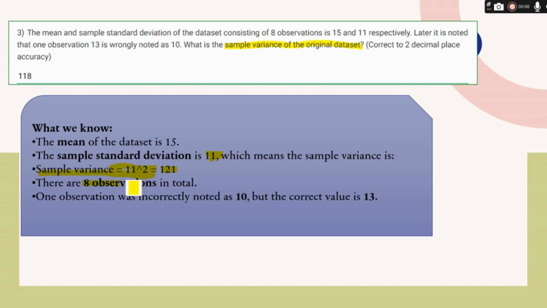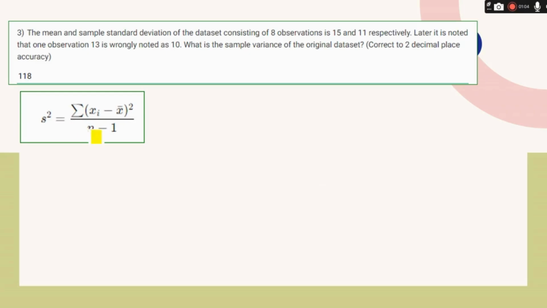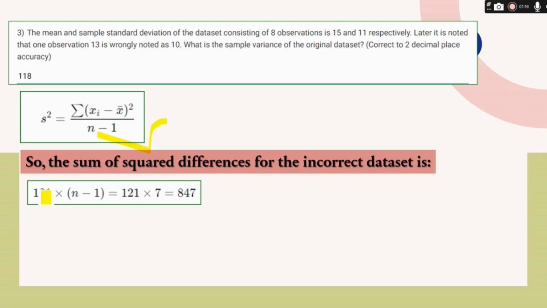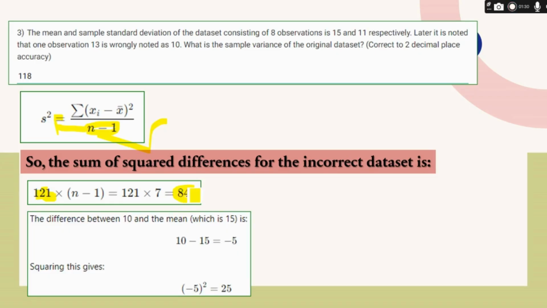So there are 8 observations in total. One observation was incorrectly noted as 10, but the correct value is 13. We already know this is our sample variance formula, a very important formula. So the sum of square differences for the incorrect data set, 121 was our sample variance that we calculated. So basically we are shifting n minus 1 to the left hand side, and then we will get 847.